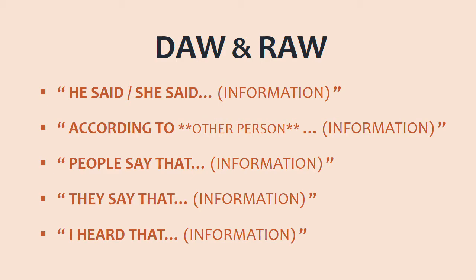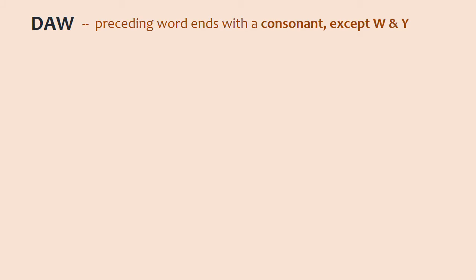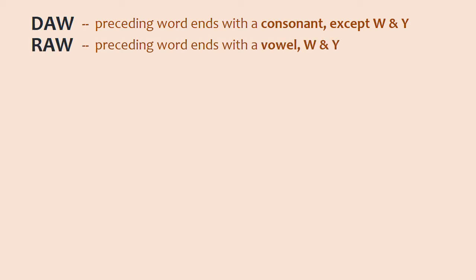But first, what is the difference between daw and raw? Daw is used if the preceding word ends with a consonant, except W and Y, while you use raw if the preceding word ends with a vowel, W and Y. However, some Filipinos aren't really familiar with these rules, and colloquially, we don't really follow them that much. We just use what feels natural. So, you can get away with not getting this right all the time.